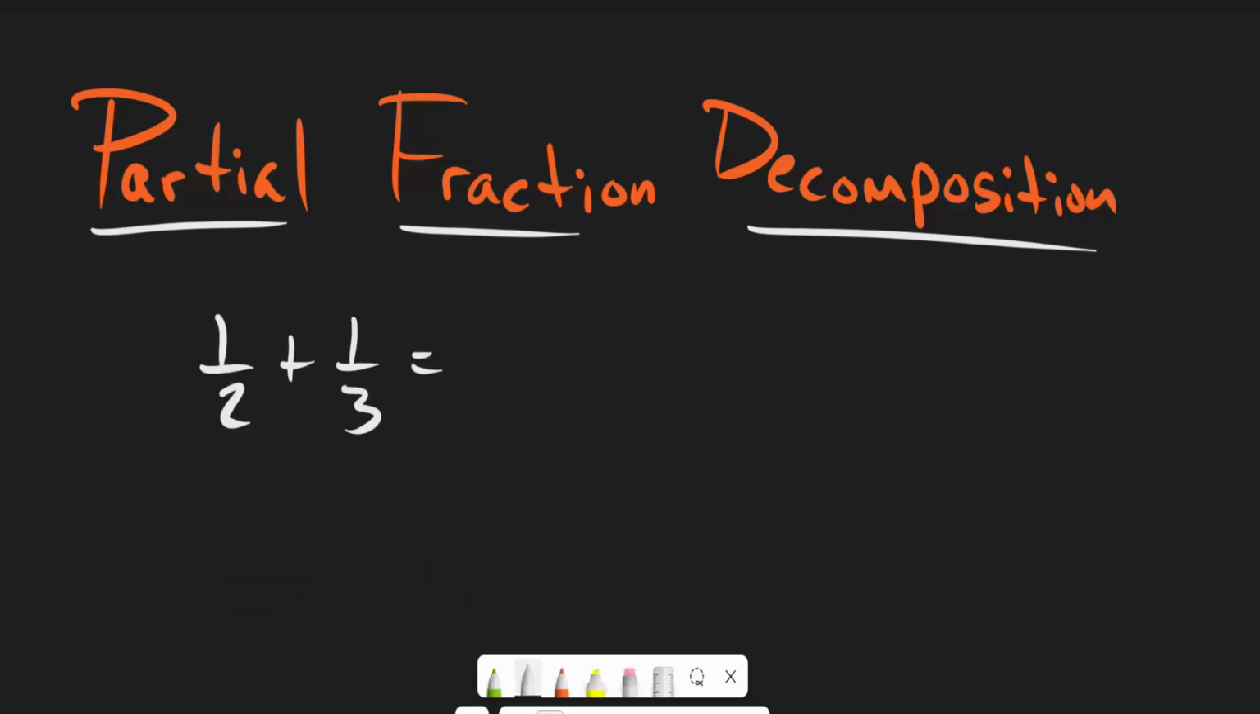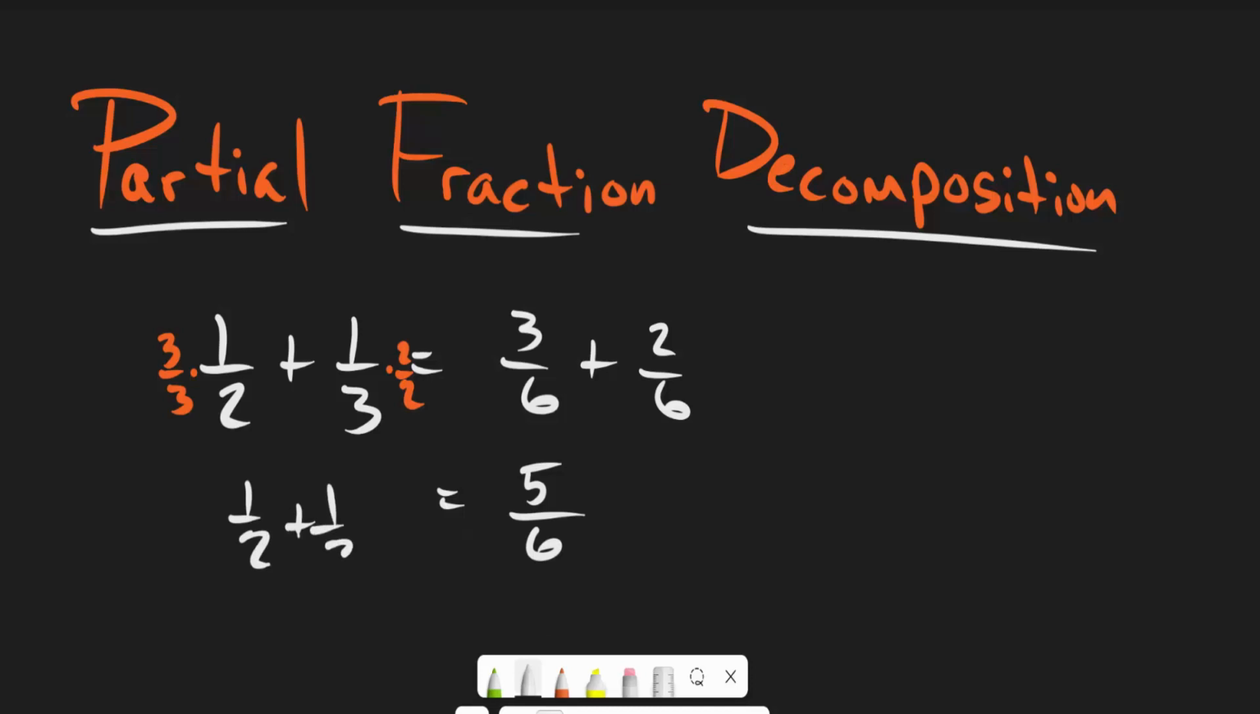So let's say we wanted to add 1/2 plus 1/3. Well, pretty easy. We'd have to get common denominators, and the common denominator, of course, is 6, so this fraction would multiply by 3 over 3, this fraction by 2 over 2, and then we would have 3/6 plus 2/6. Now, once the denominators are the same, of course, we add the numerators, so our answer would be 5/6. So again, what did we just do? We added 1/2 plus 1/3, and we got 5/6.